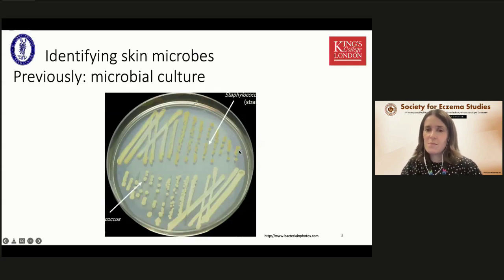So firstly, just to make the point that the reason why research into the skin microbiome and the microbiome in general has really increased over the last 10 to 20 years is because of advances in our methodologies for identifying skin microbes. So previously, the only way that we would be able to detect which microbes were present on the skin was through culturing and growing these species. And in the case of bacteria like Staph aureus, shown here, this is quite straightforward. But for the vast majority of bacteria, and particularly viruses and fungi that live on the skin, this is pretty much impossible.